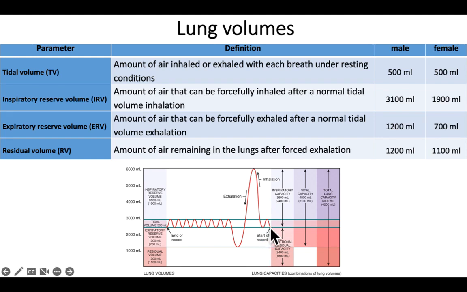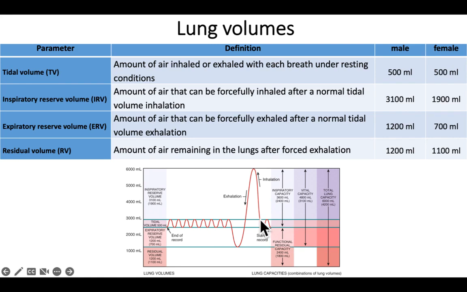And if you take a breath and breathe it out, so a normal breath, that volume going in and then out is known as tidal volume, or TV. So it's the amount of air inhaled or exhaled with each breath under resting conditions. And it's about the same for a male and a female. It's about 500 milliliters. So you take a 500 milliliter breath in and then exhale.